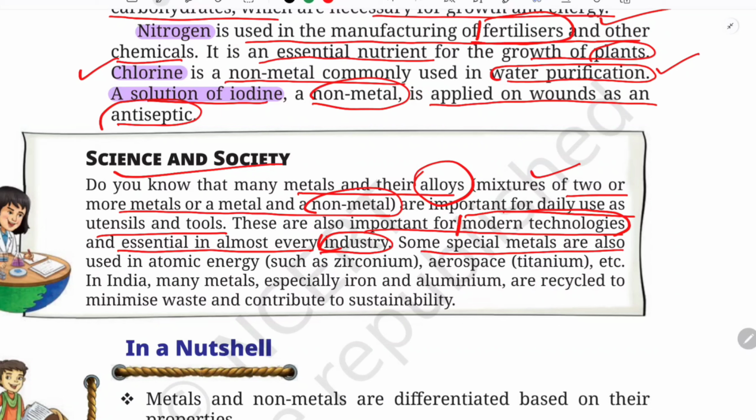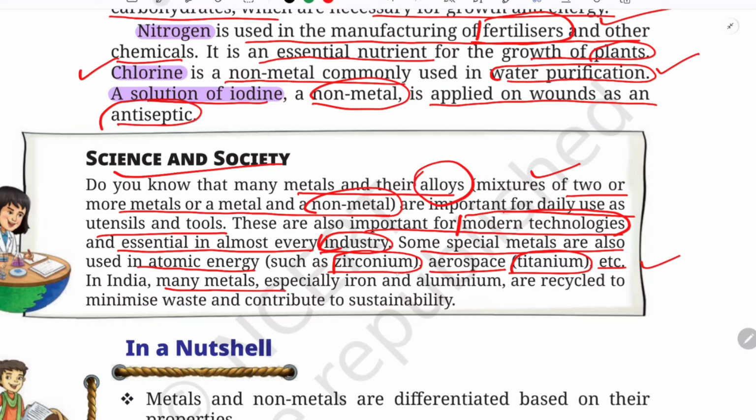Some special metals are also used in atomic energy, such as zirconium. This is also a metal. Or in aerospace, that is titanium. All right, so these are special metals which are used in atomic energy or aerospace. Okay, so metals are very much important.